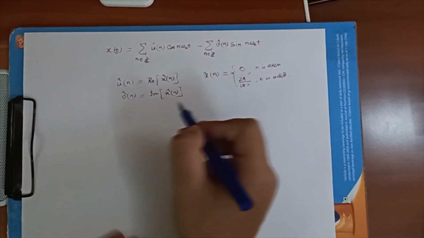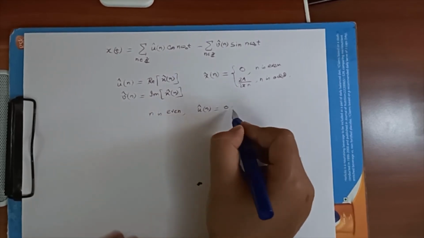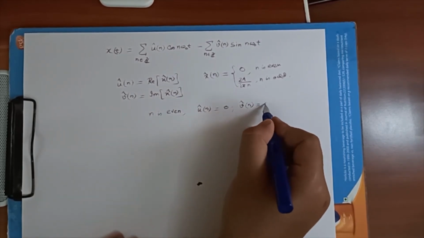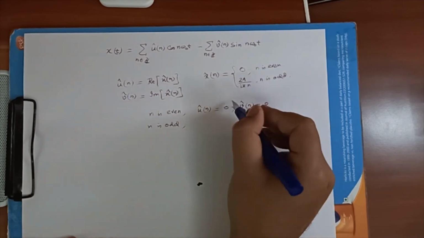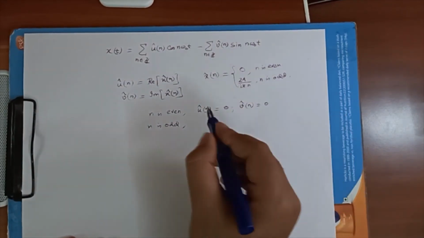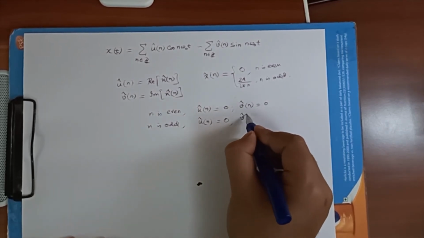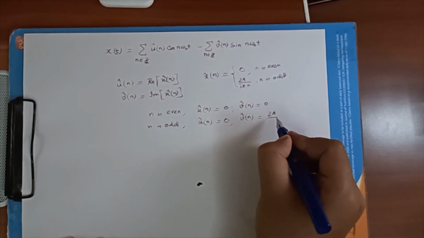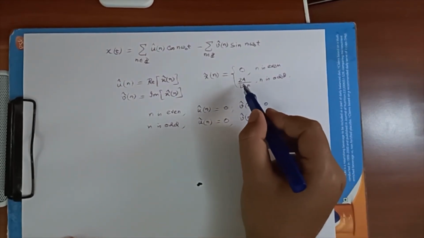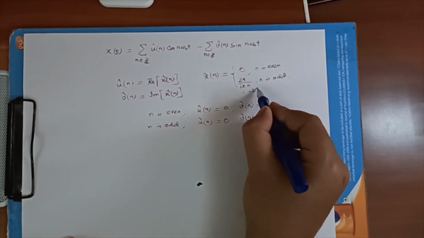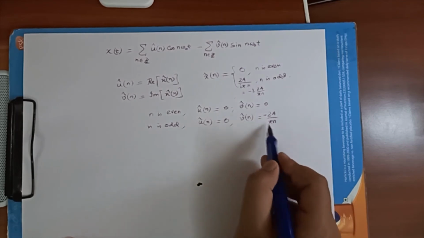So clearly when n is even, both u hat n and v hat n are 0, because the complex number itself is 0. When n is odd, then this is a pure imaginary number. So the real part is 0 when n is odd. So the real part is u hat n, that is 0. But v hat n will be equal to minus 2a by pi n. Why minus? Because 2a by i pi n is equal to minus i 2a by pi n, right? i square is equal to minus 1. So v hat n is minus 2a by pi n.